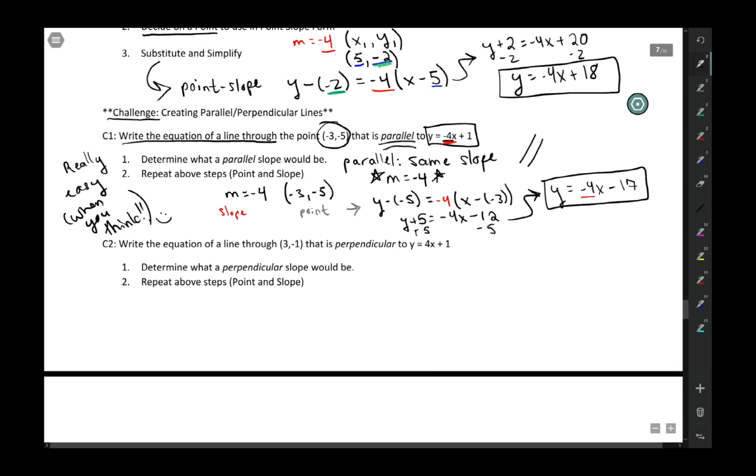Okay, the second type of challenge is perpendicular. Well, you need to remember, perpendicular is opposite and reciprocal. So, if the slope is 4, the perpendicular to 4, opposite reciprocal, m would be, we'd want -1/4. That's our slope to decide on.